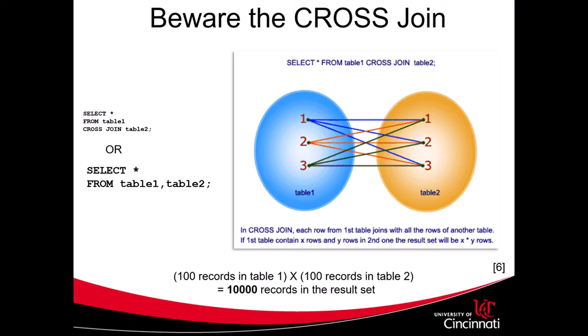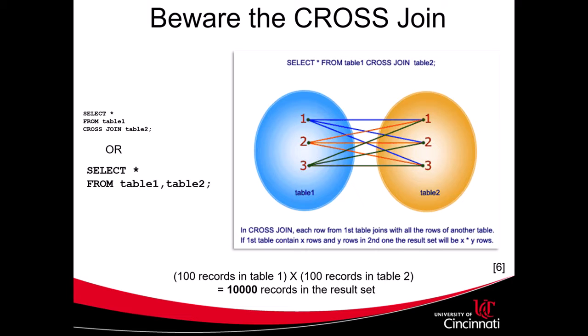A cross join does not specify a common field between two tables. That's the basic issue. If you look on the left of the slide, you can see the SQL statement, select star from table 1, comma, table 2. What's conspicuous by its absence is that there is no join directive in that statement. We are not defining a common field.